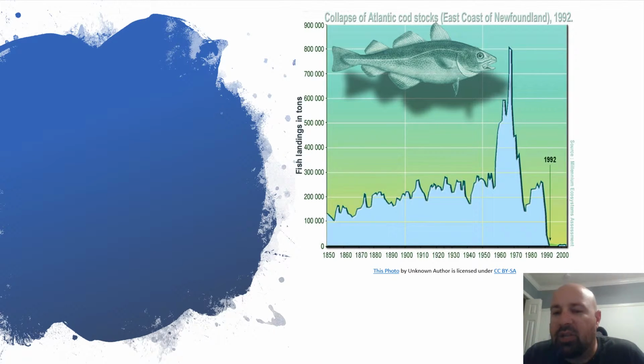Well, this representation is a little misleading. Were all the fish gone? No, they weren't all gone. But there was quite a bit less fish to catch. But this chart shows what happened in the mid-70s and then also in the 90s, you will see here.